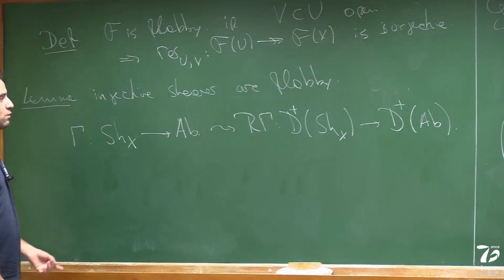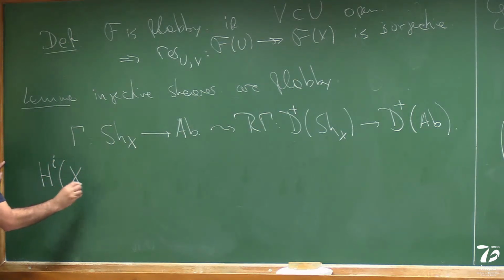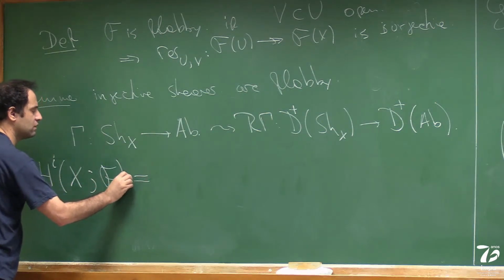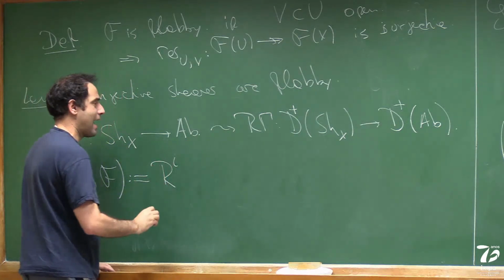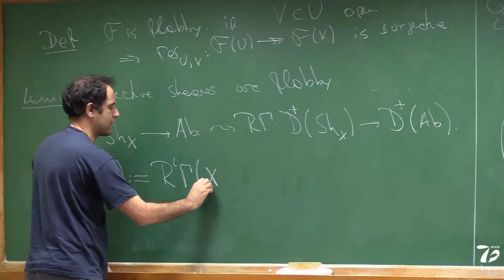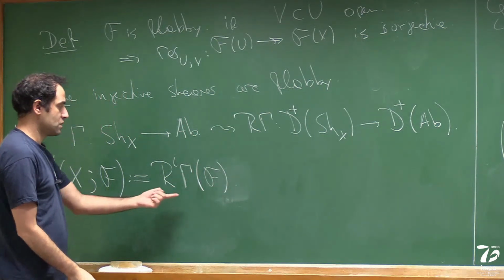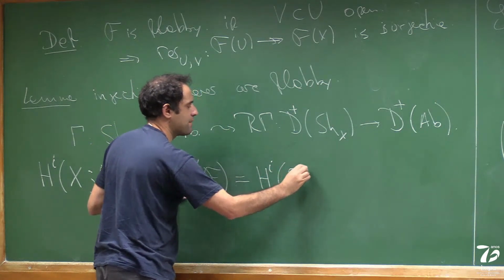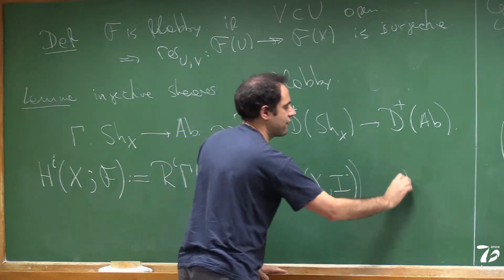So now, what we've gained is that I can define H^i of my topological space X with coefficients in a sheaf F. By definition, this is the derived functor R^i of this functor gamma on X applied to the sheaf F. Which we know that we can compute as the ith homology of gamma on X applied to I, for I a resolution of F.